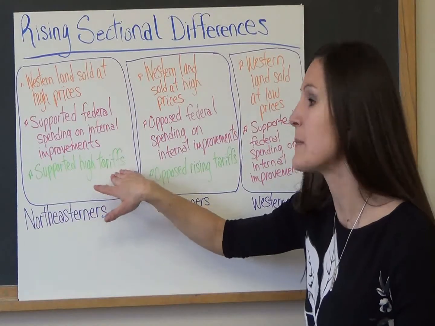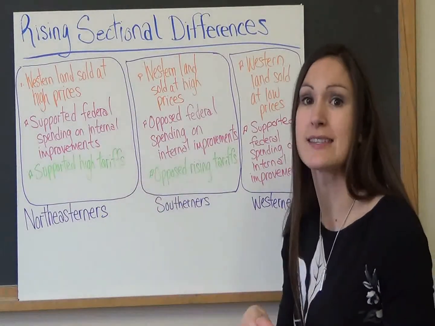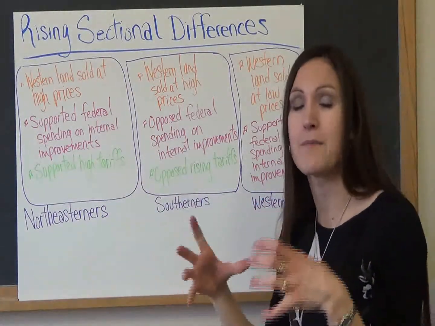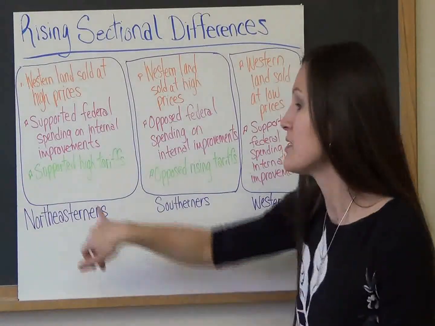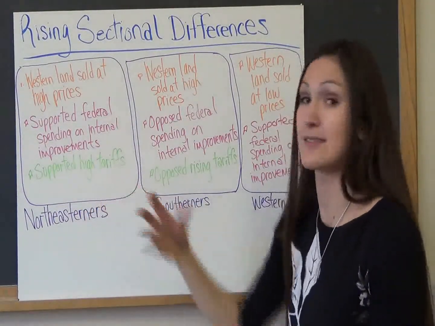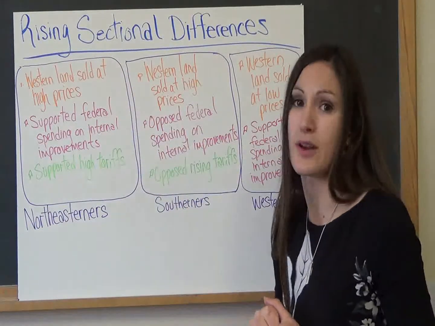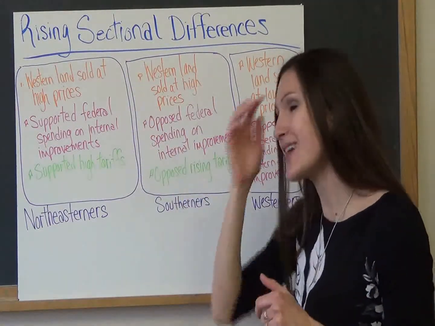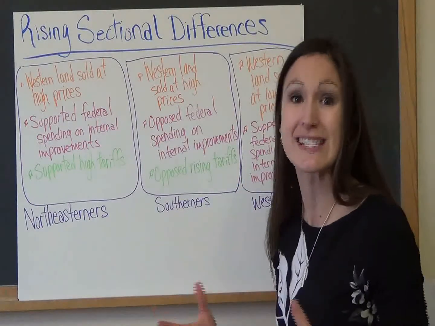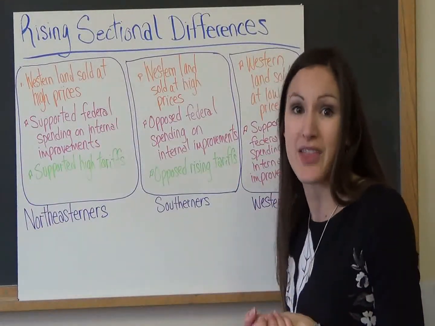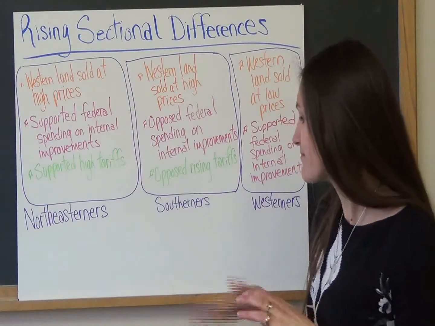So a tariff is a tax on imported goods. This would make American-made goods less expensive. Northeasterners like this because the money made from that would be used for internal improvements, but they also liked it because Northeasterners had the factories. They wanted people to buy the American-made goods.